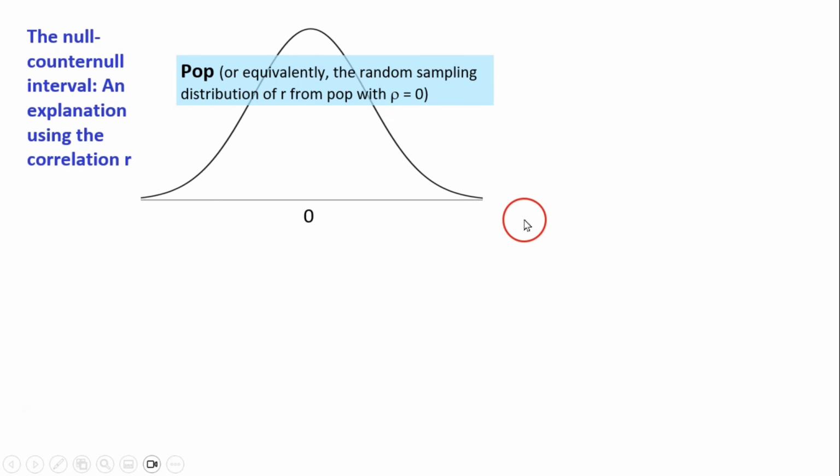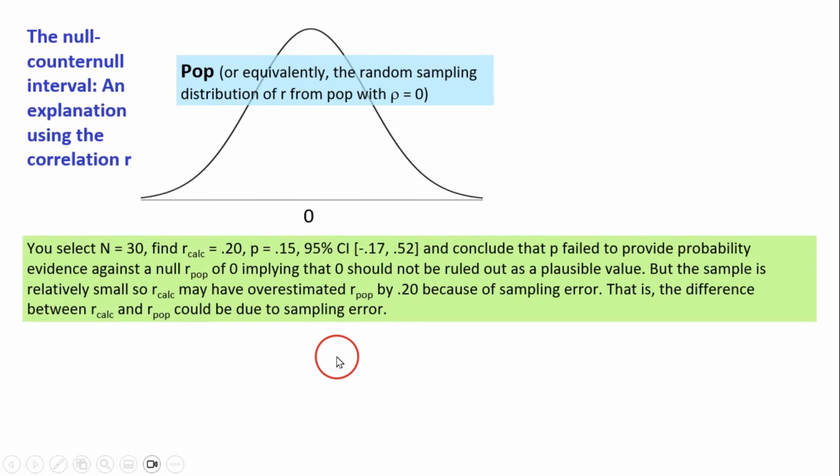So I have a schematic for a population, or equivalently the random sampling distribution of R from a population with rho equals 0. And you see that right there in the picture. So here's the example. This is a study that you did, for example. You select n equals 30 and you calculate a correlation, or an R observed. I'm calling that R calculation there. You find an R calculation of 0.20 with a p-value equal to 0.15 and a 95% confidence interval that ranges from minus 0.17 to 0.52.